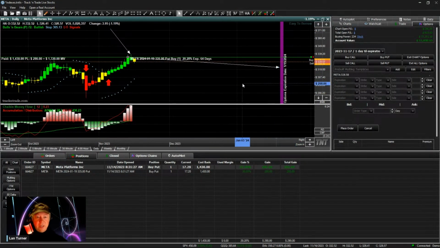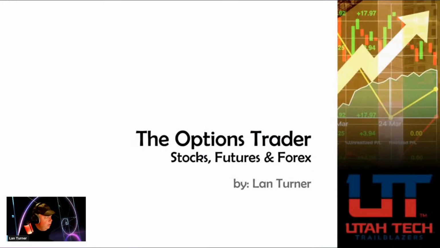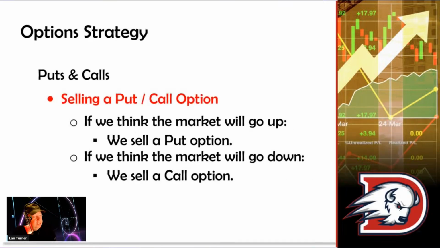All right, let's go sell some options. How are we going to sell some options? Let's do a little academic work real quick here. Okay, options trading, just to highlight or cover what we talked about last night in class. We're going to talk about selling a put or a call. If we think the market will go up, we sell a put option. If we think the market will go down, we sell a call option.